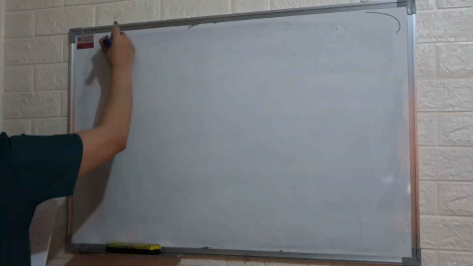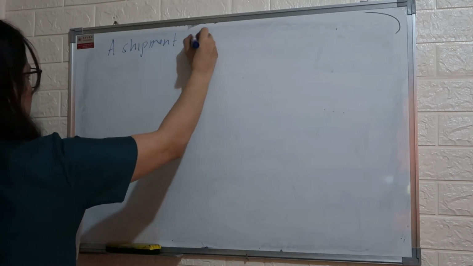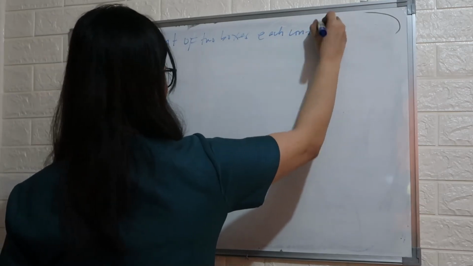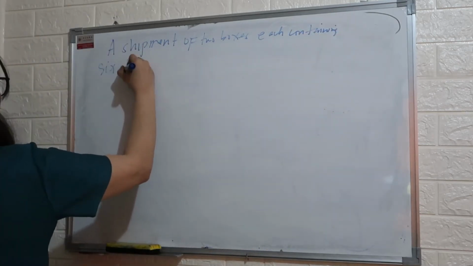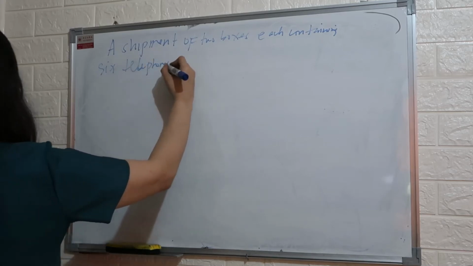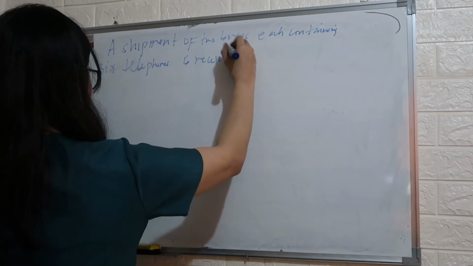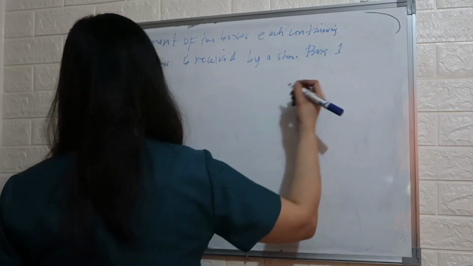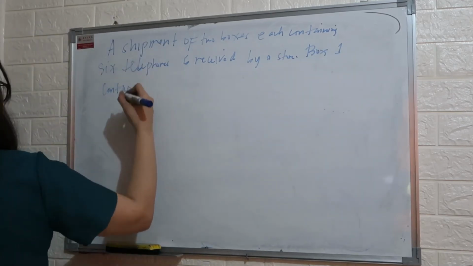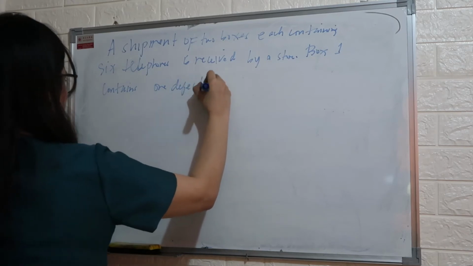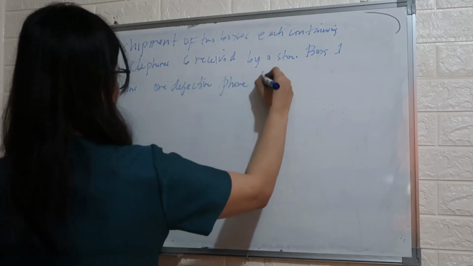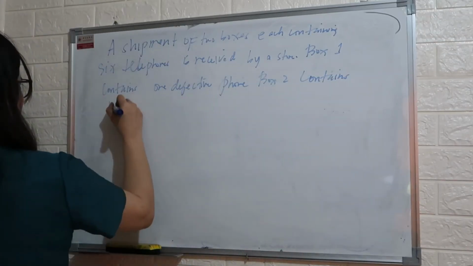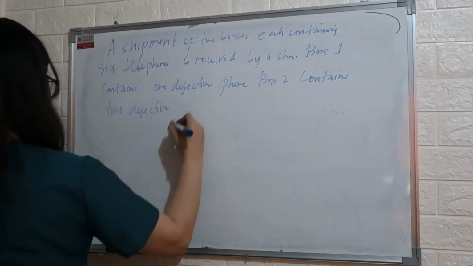Next example. A shipment of 2 boxes, each containing 6 telephones, is received by a store. Box 1 contains 1 defective phone. Box 2 contains 2 defective phones.